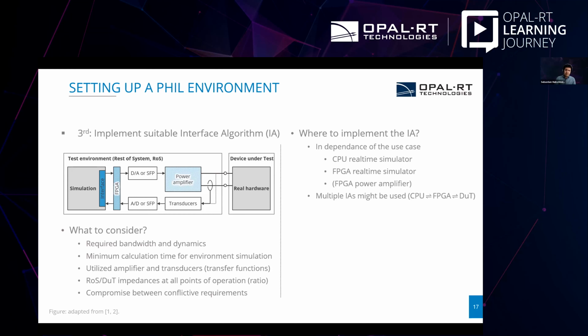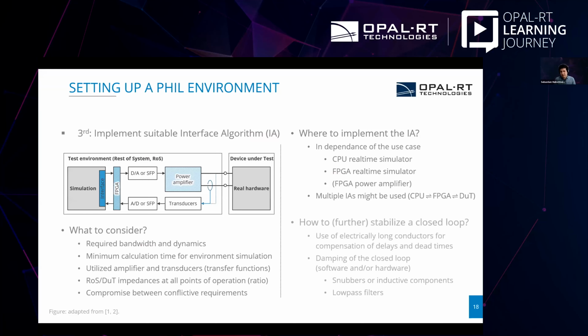Where is the interface algorithm implemented? The implementation depends on the use case and how fast the interface has to be. We can implement it on the CPU of the real-time simulator. We can implement it on the FPGA of the real-time simulator, or even on the FPGA of the power amplifier, if the power amplifier is fit for this. And we could also obviously use multiple interface algorithms between the different systems.